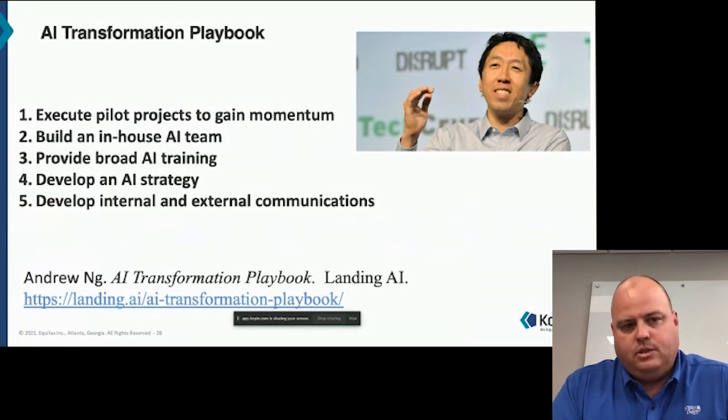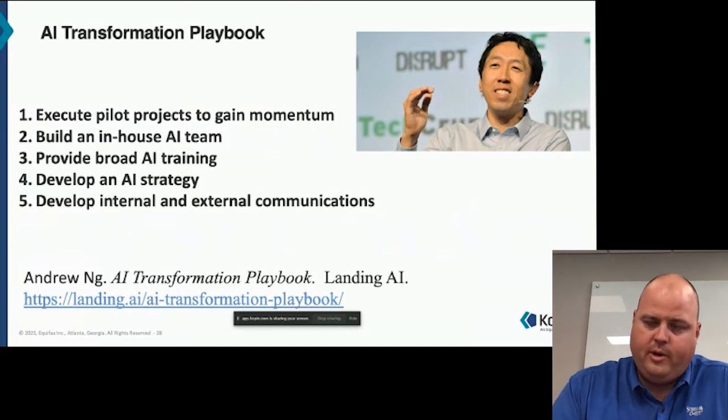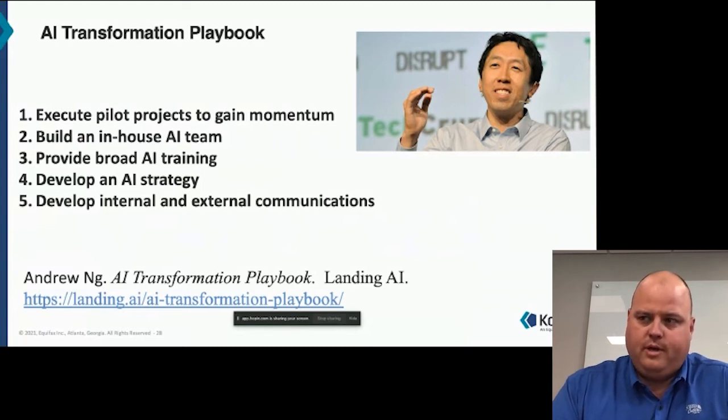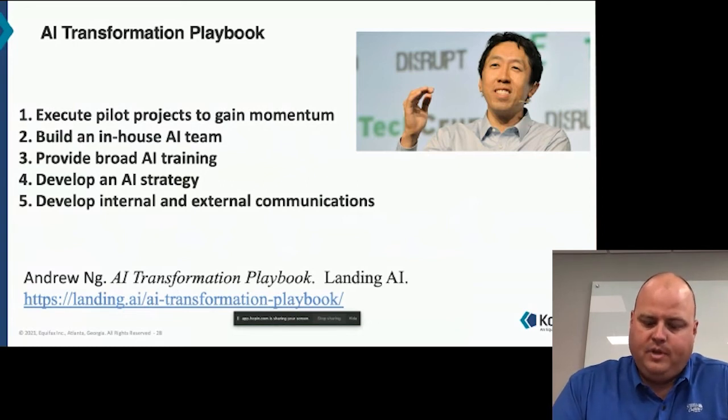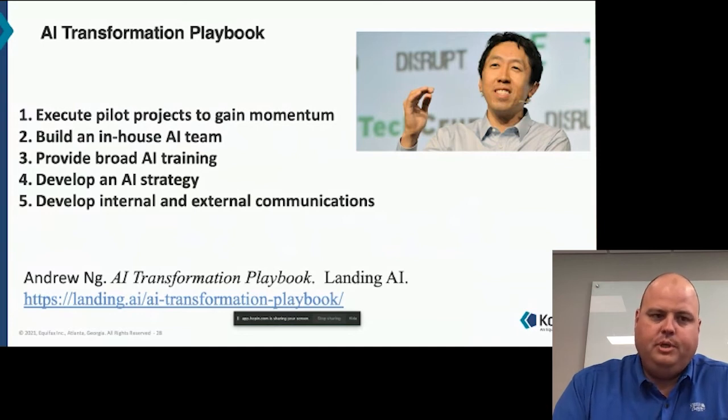His steps are essentially execute the pilot projects to gain momentum. Sometimes people call this the low-hanging fruit. You got to be really careful with this step, because if you get stuck delivering low-hanging fruit, you'll never deliver the high value that people are looking for from expensive data science teams. But it is where you start and get momentum. You have to use that to build your team up.